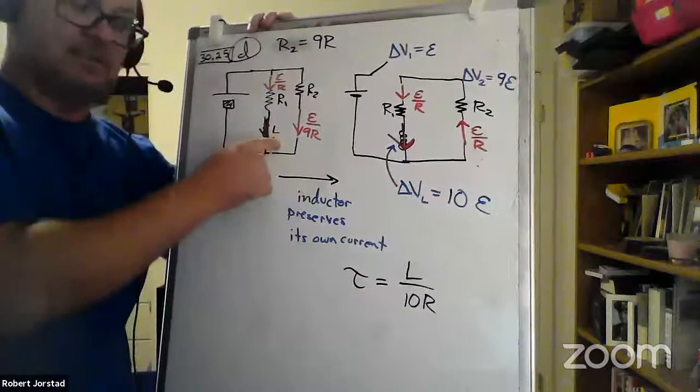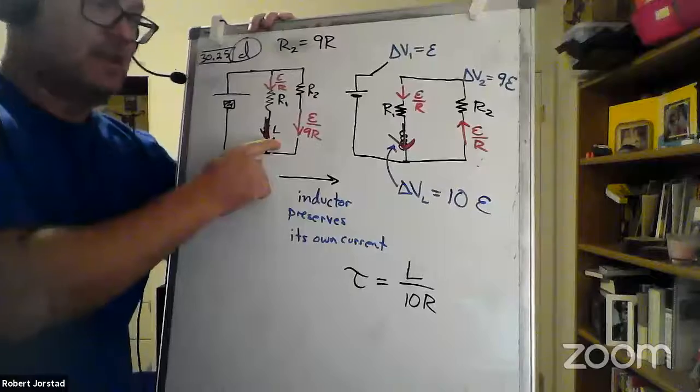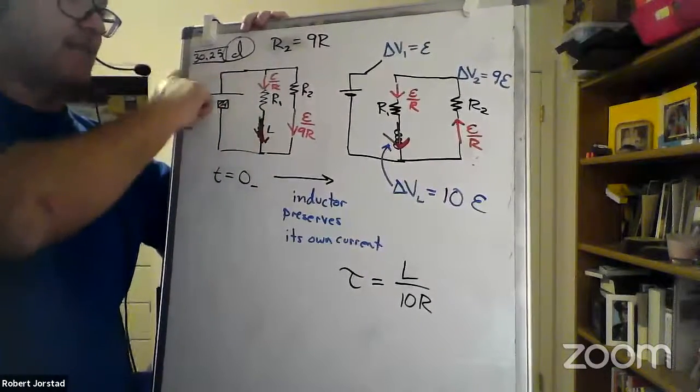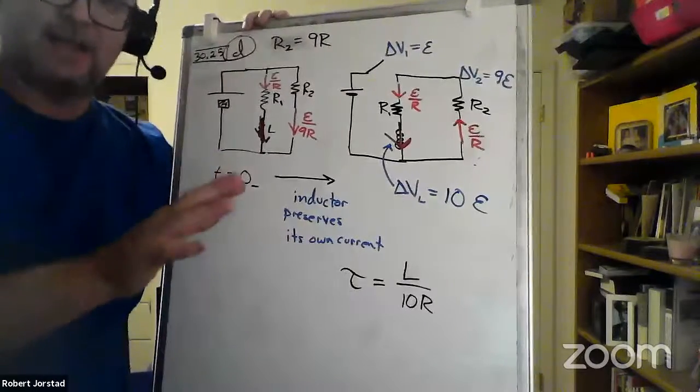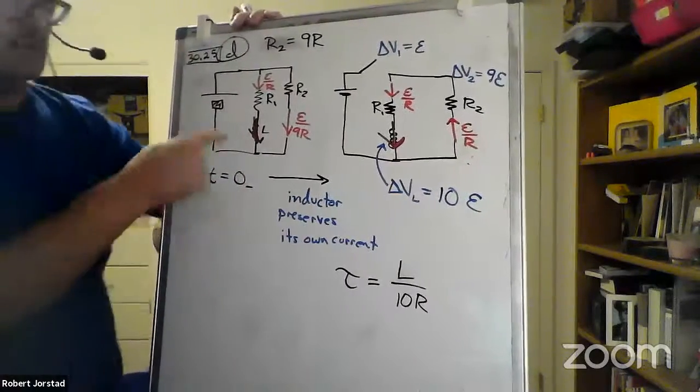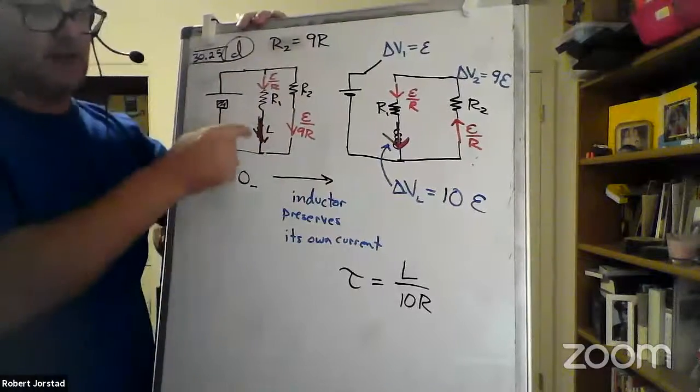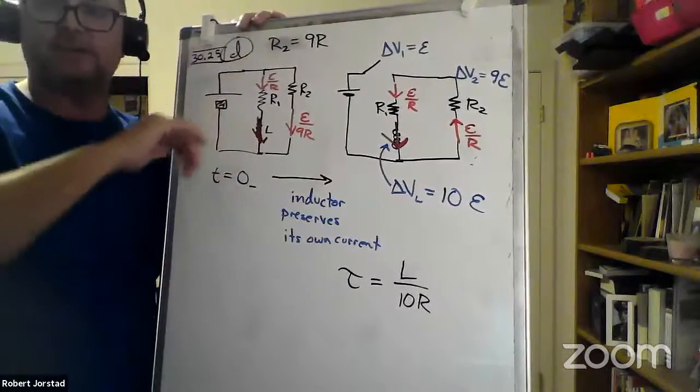If the inductance is large enough, this current will not instantly change, even though the battery has disappeared. And this is not a violation of physics. It's just conservation of energy. And that energy takes time to be dissipated throughout these two resistors, right? There's energy stored in the inductor's magnetic fields.